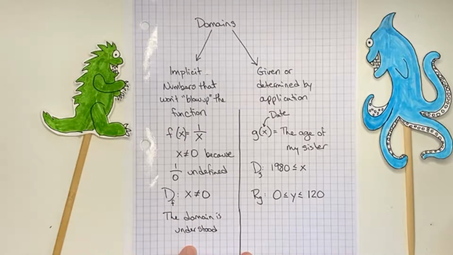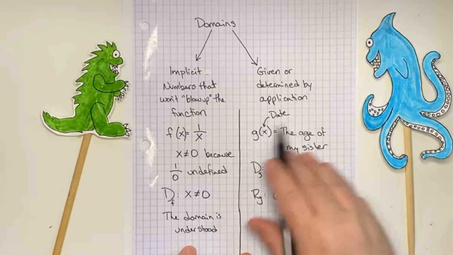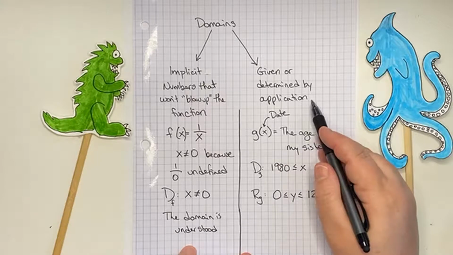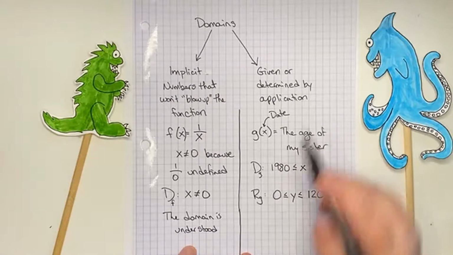It could be that it turns out she only makes it to 119. So at that point, we could change this. But this does not come out of the function itself. It comes out of our understanding of what the function is talking about.